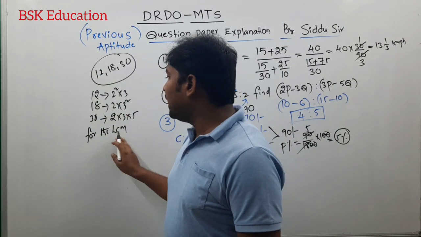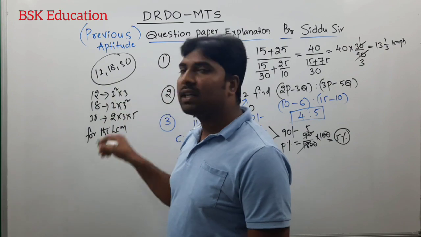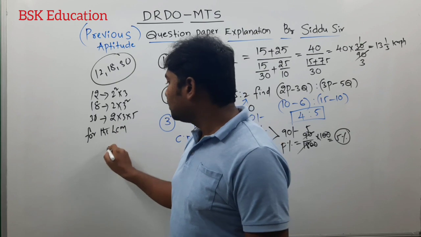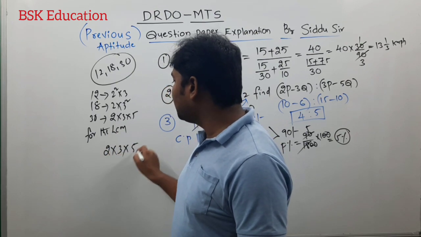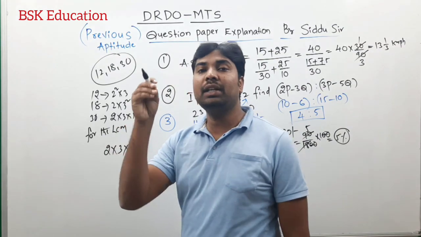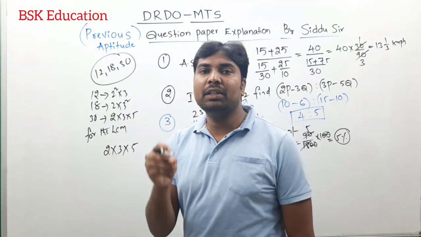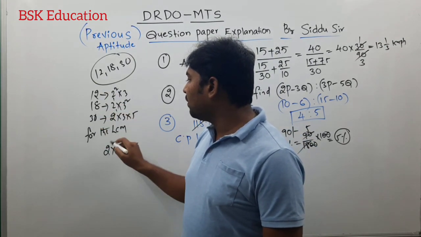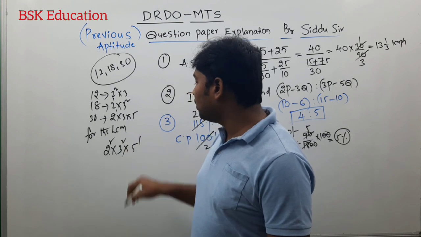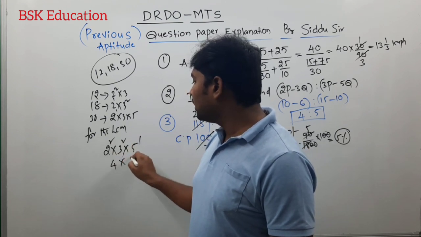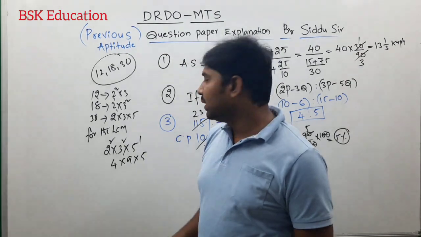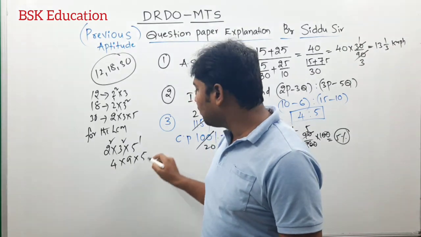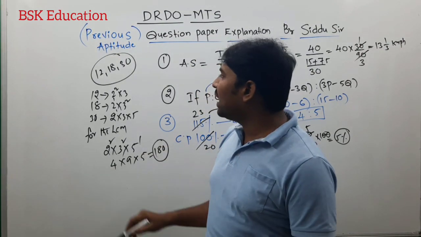According to the prime factorization method, for the LCM, take all the common factors. 2 is there, 3 is there, 5 is there. Take the common factors 2 into 3 into 5 with the highest powers. So the highest powers: 2 square, 3 square, and 5 power 1. 2 square is nothing but 4. 3 square is nothing but 9. So 5 into 4 is 20. 20 into 9 is 180.